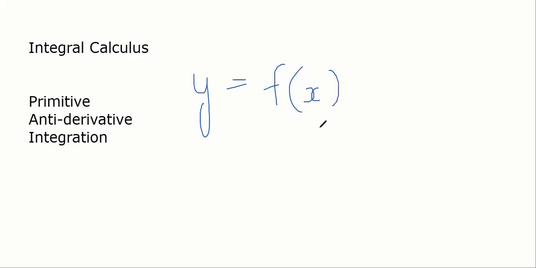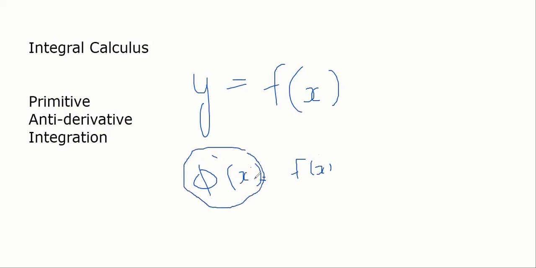For example, if y equal to f(x), some function, and you find something which is called the differential of this function, this is the differential of f(x). When you take its antiderivative, that is obviously your integral, or you are doing integration of that function.